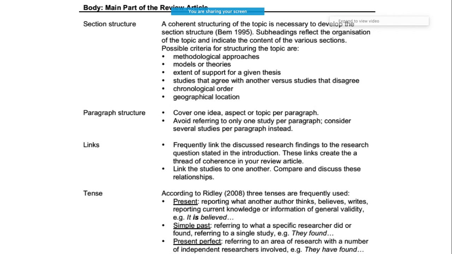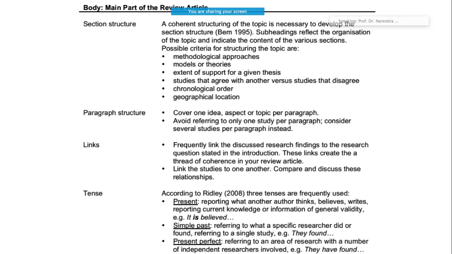So after you have written about the materials and methods, then comes the main part, which is literally the body. So in the body, what do you write? You can try to make it easier for yourself by creating several subheadings in the form of methodological approaches. What are the models or theories which you have tried to use? The extent of support which is there for a topic. Try to put them in chronological order, or of course in geographical order as well.